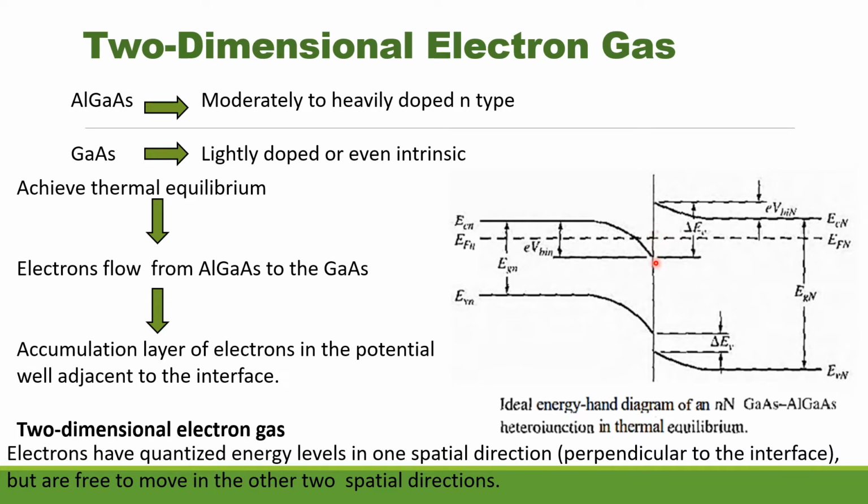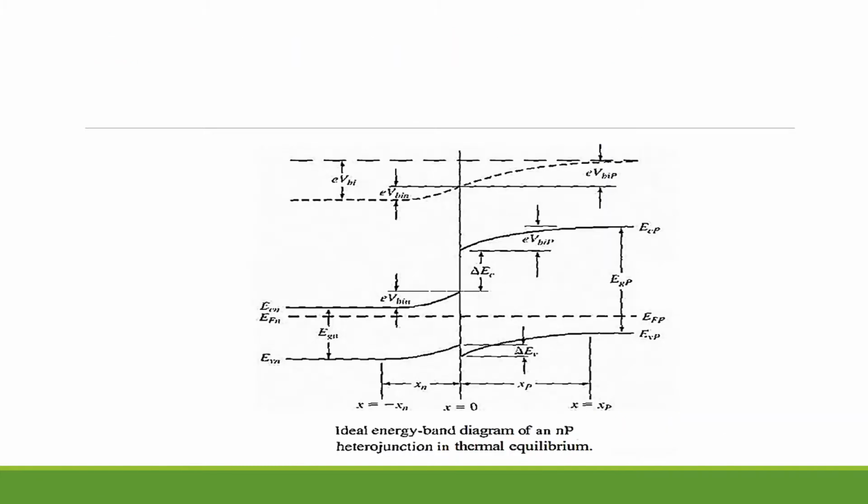The energy of an electron contained in the potential well is quantized. The phrase two-dimensional electron gas refers to the condition in which the electrons have quantized energy levels in one spatial direction, that is perpendicular to this interface, but they are free to move in the other two spatial directions. The ideal energy band diagram of a p-type heterojunction in thermal equilibrium is like this.